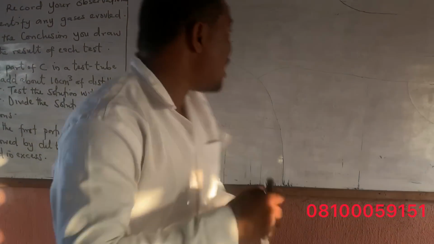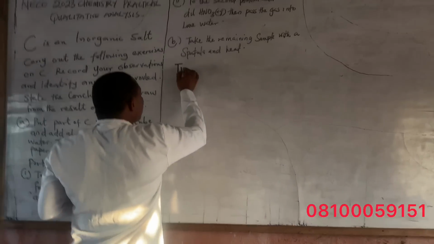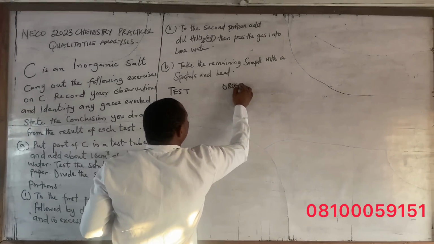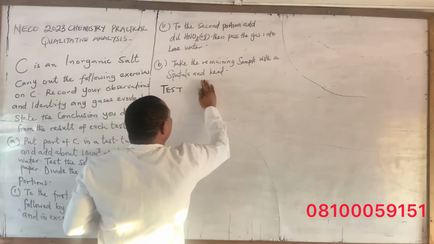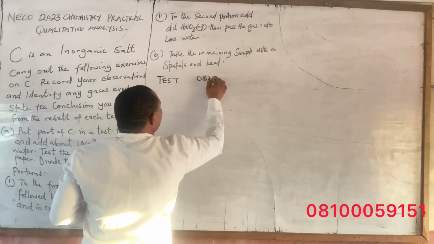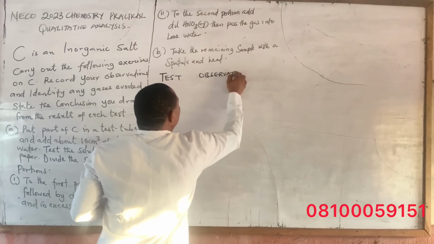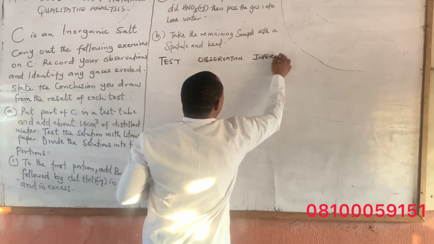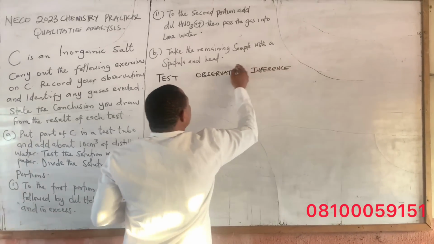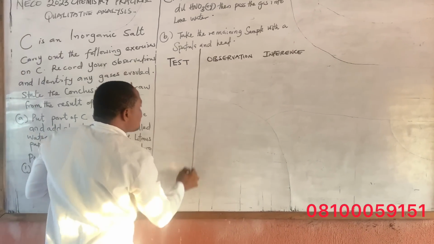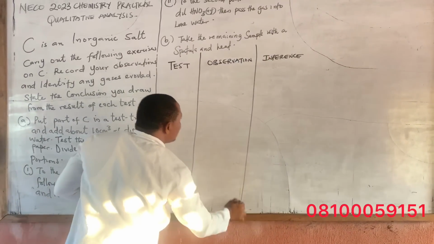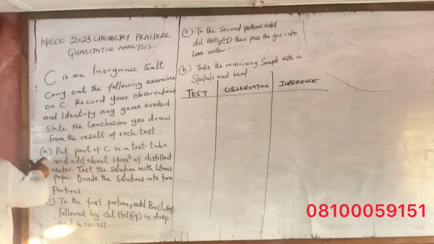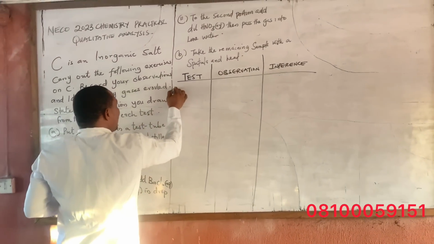Okay, so let's go now. Let me put the headings here: test, observation, and inference. So let's have a test, the observation, and the inference. So please number it accordingly. I've always said that.